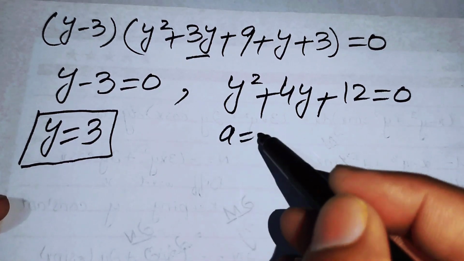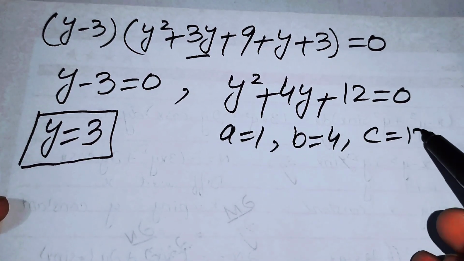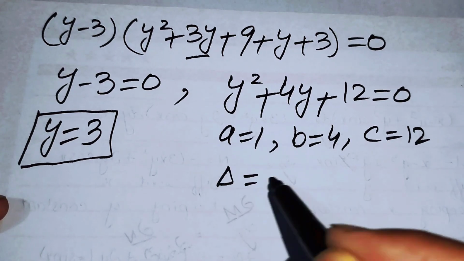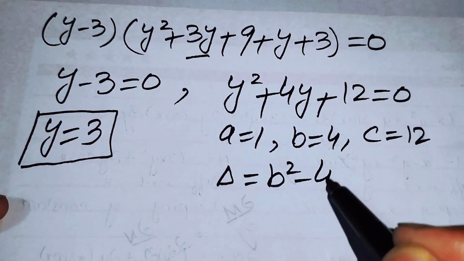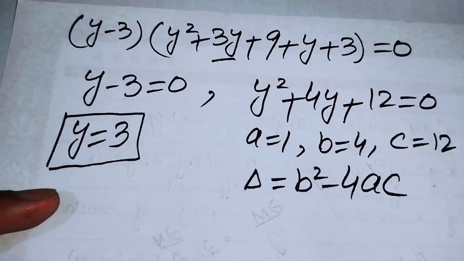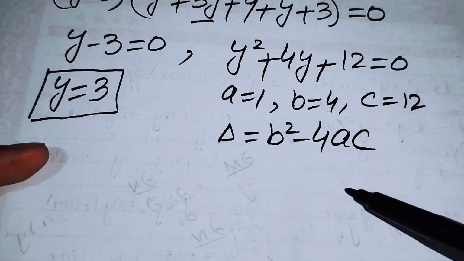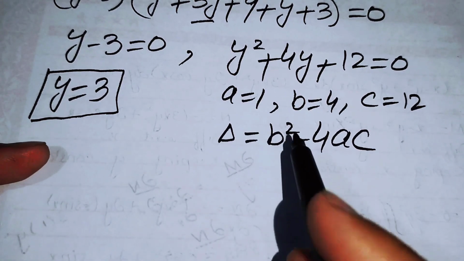So here we have a is equal to 1, b is equal to 4, and c is equal to 12, and the discriminant formula is delta is equal to b square minus 4 times ac. So that here I can check the behavior of this delta.